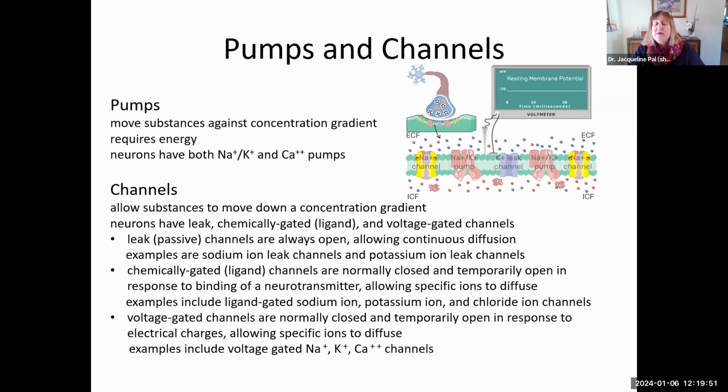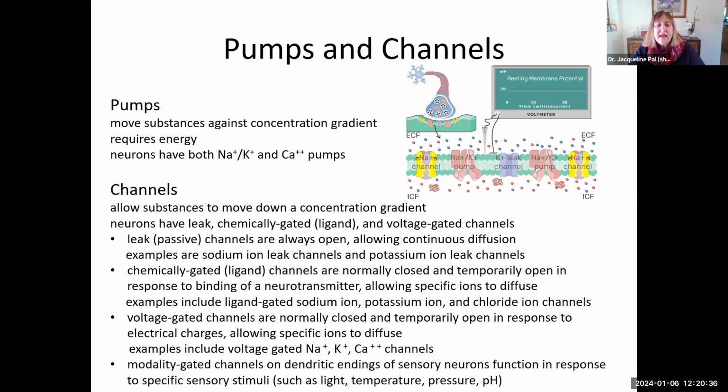For voltage-gated channels, these also are normally closed, and once again, they will temporarily open, this time in response to electrical charges, allowing their specific ions to diffuse. And examples of these are, when we have depolarization, the sodium-gated channels open. When we have repolarization, the potassium-gated channels open. And the calcium channels open, and those are really important as far as allowing the influx of calcium, which is going to allow the synaptic vesicles containing the neurotransmitters to release the neurotransmitters. Okay.